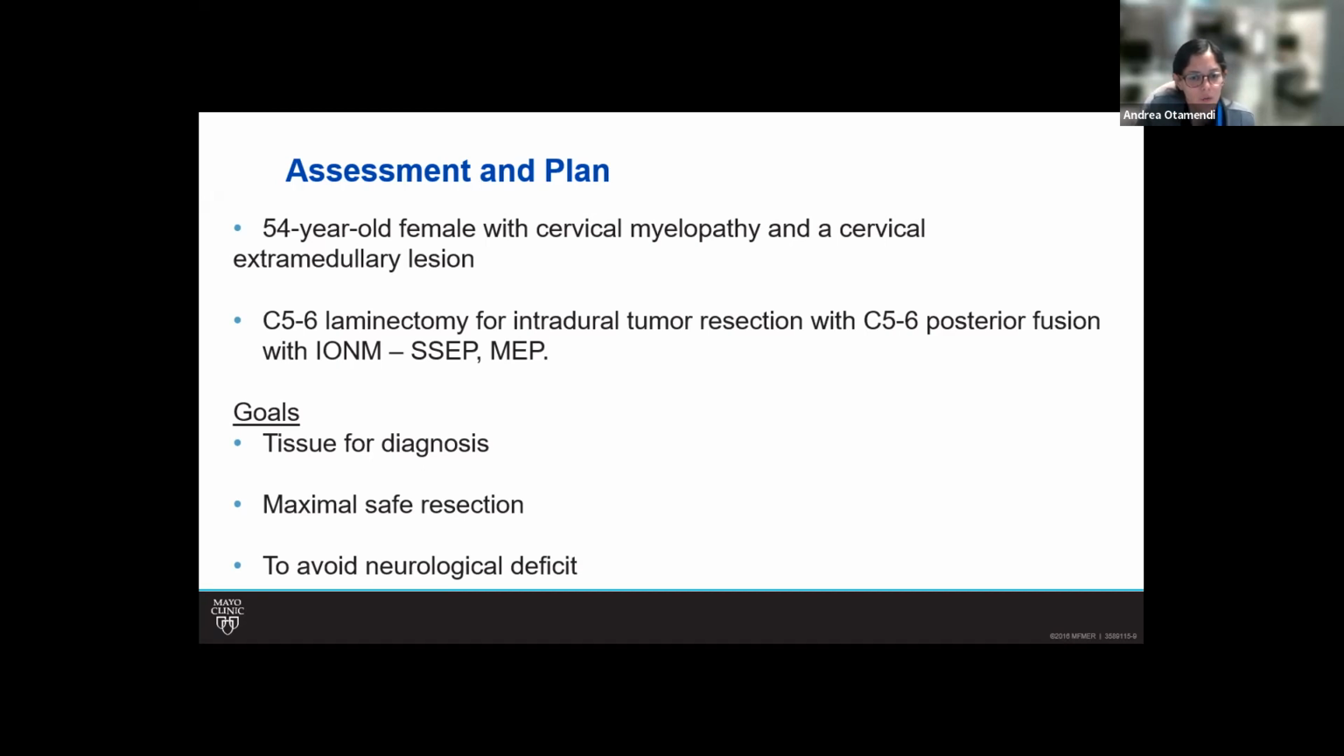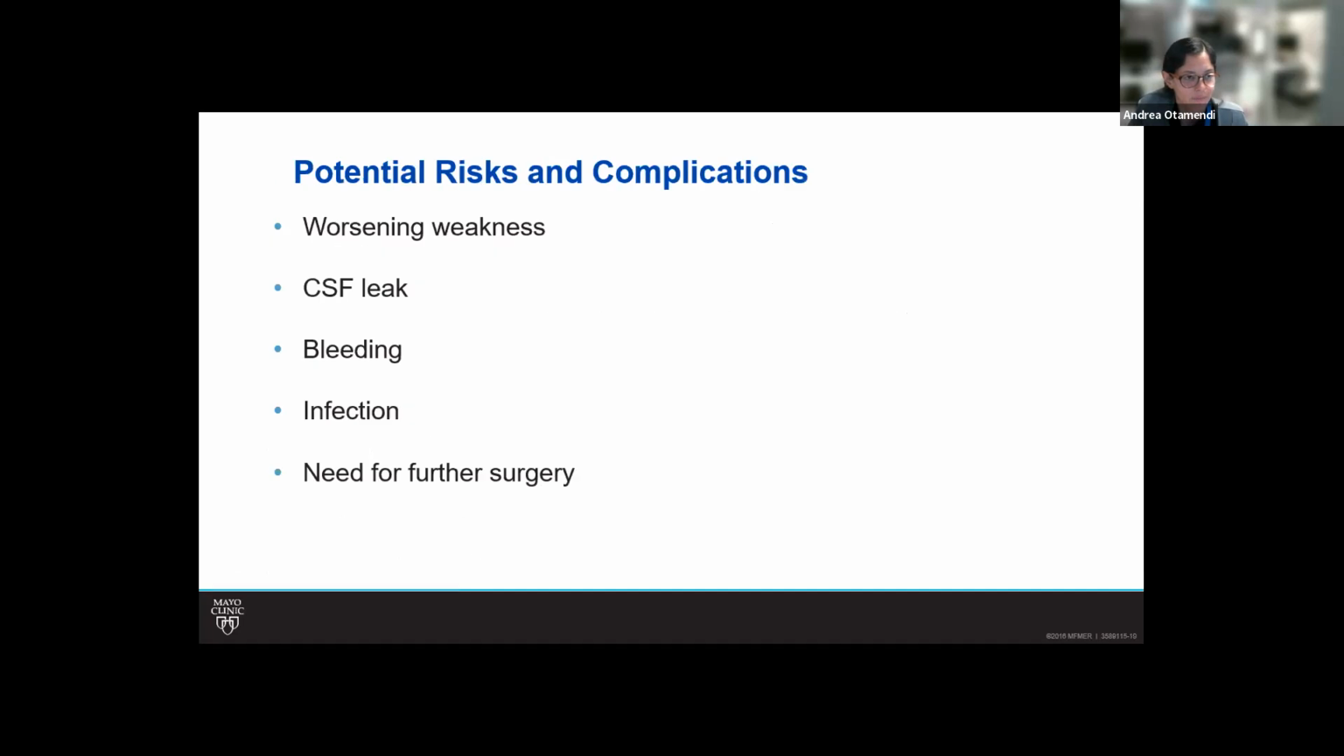And the goals of the surgery were to obtain tissue for diagnosis, maximal safe resection, and to avoid neurological deficit. So a C5, C6 posterior cervical laminectomy with C5, C6 instrumented fusion with lateral mass screws was planned.